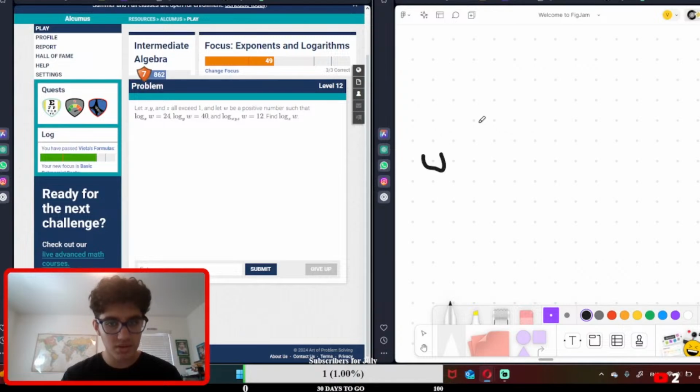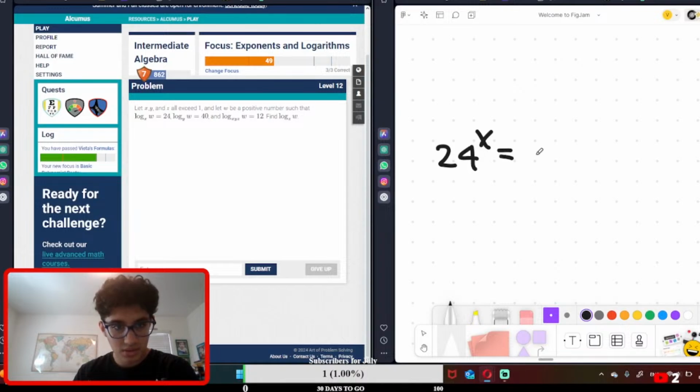So w to the, wait, let's think about this. So that's a base, and then so 24 to the x is equal to w. Okay. 40 to the y is equal to w.